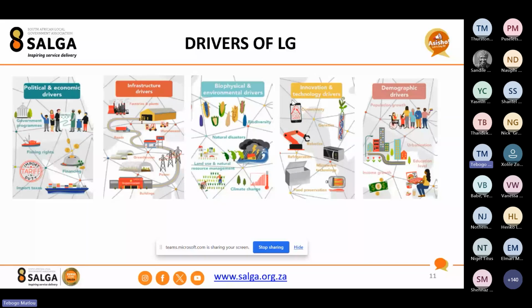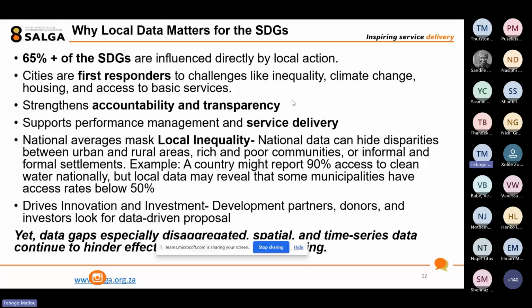Why it matters, 65% of the SDGs are influenced directly by local government. Cities are first responders to challenges like inequality, climate change, housing, and access to basic services, not national government. They must provide and strengthen accountability and transparency, supports performance management and service delivery.